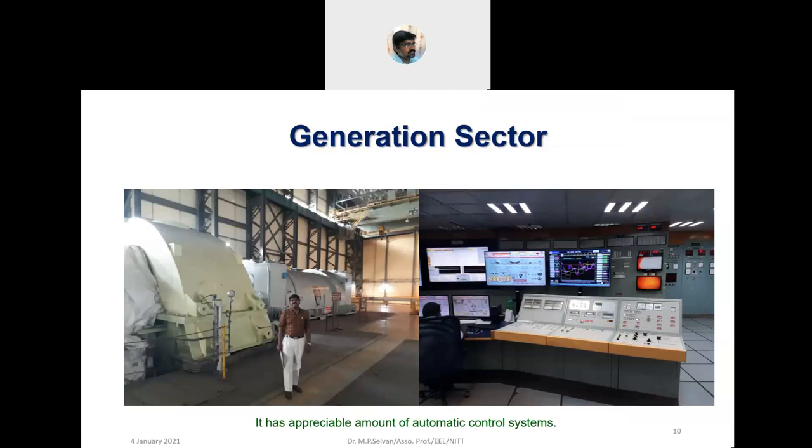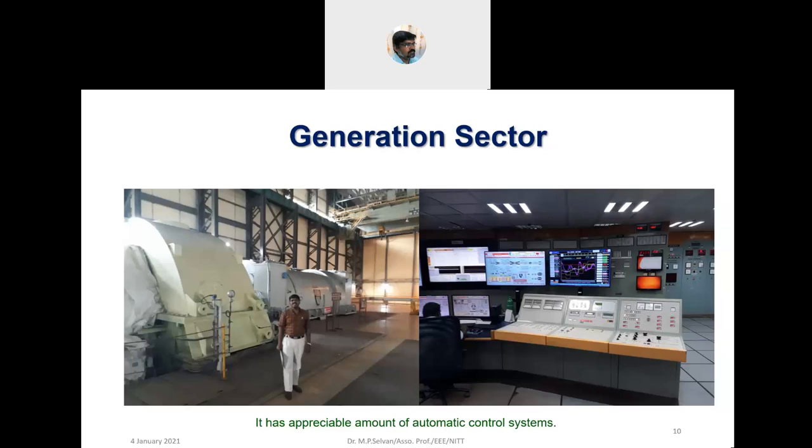Here I am showing you a few pictures which I shot in a power generation plant, where they have a sophisticated automatic control system in order to control the generation plant. I visited a thermal power station when I was doing my undergraduate. And 2 years before I visited the thermal power station, I could see a drastic change in the control room. And the station is receiving all the information from the grid.